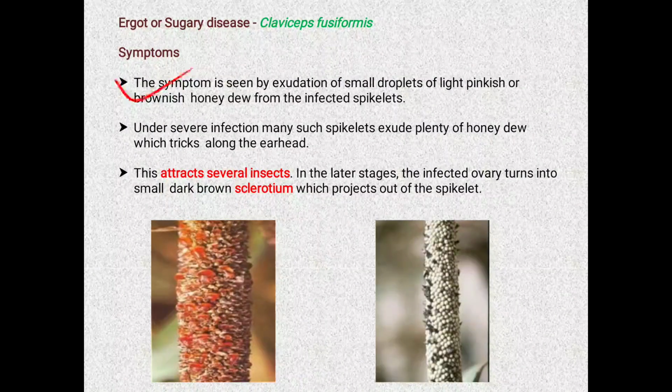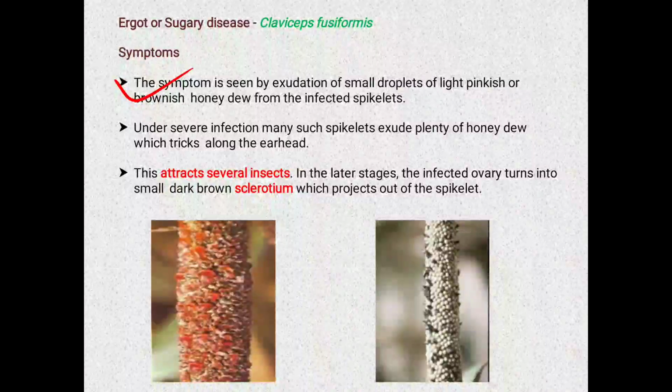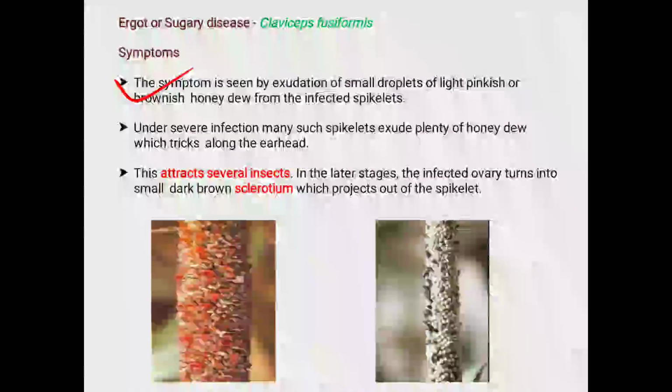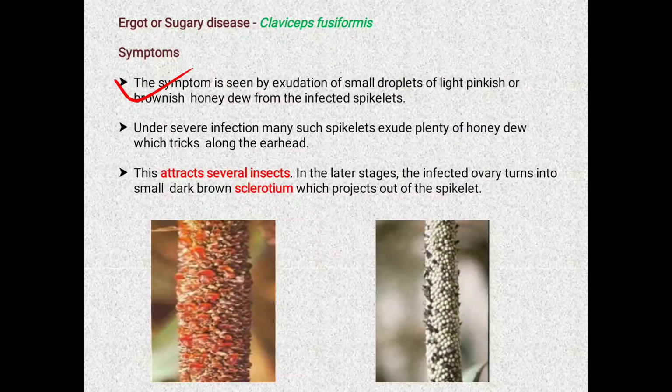So, see here, ergot or sugary disease can cause a great loss just because of presence of some pathogens also, and due to the secretion of this honeydew-like structure, there may be infection or incidence of insects because of the honeydew-like structures.